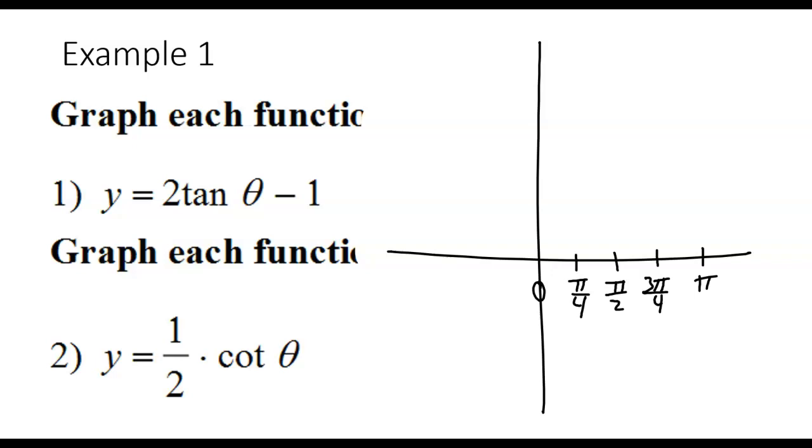Step 2 is to plot the vertical asymptotes at the first angle value and at the last angle value. All right, go ahead and pause the video here and do step 3.